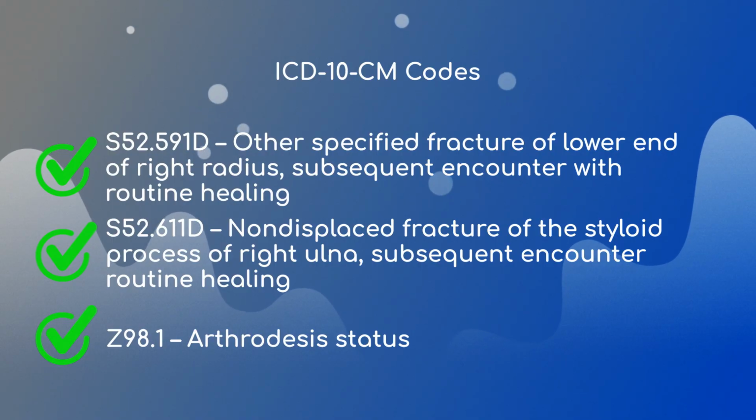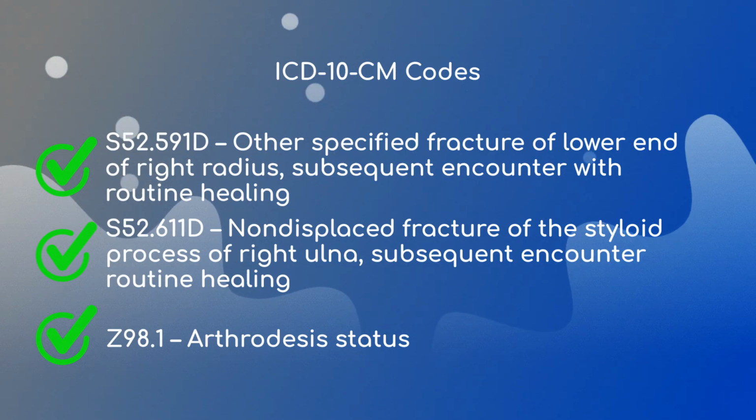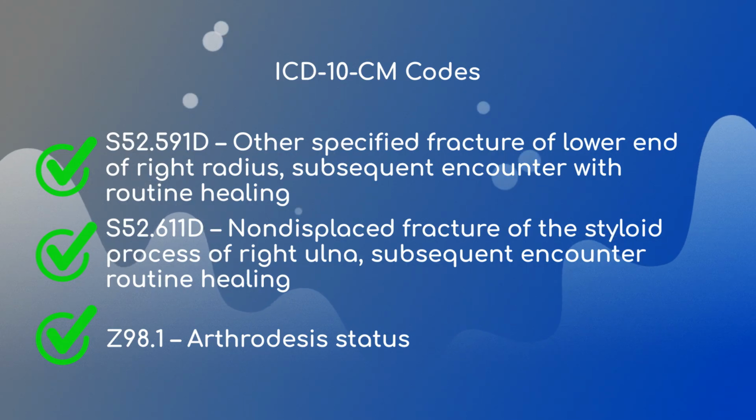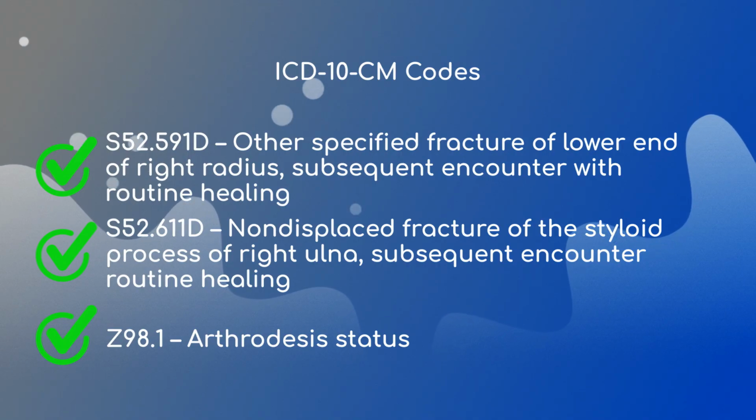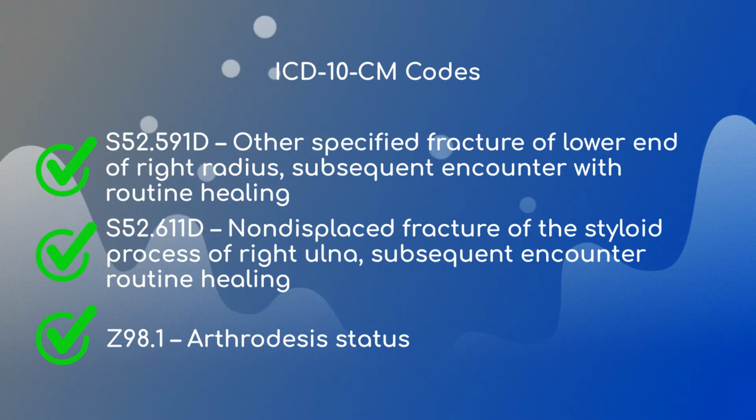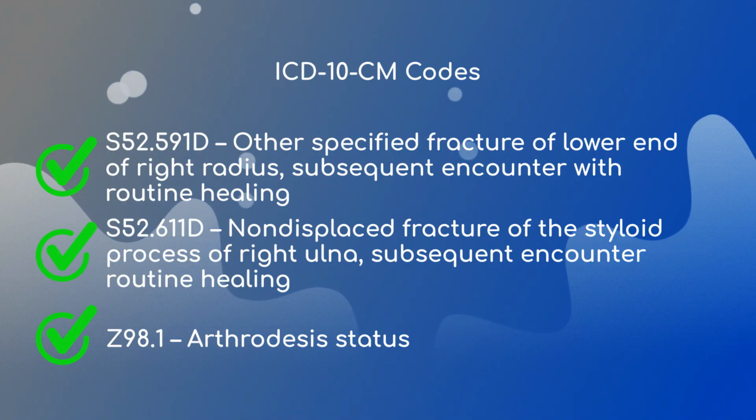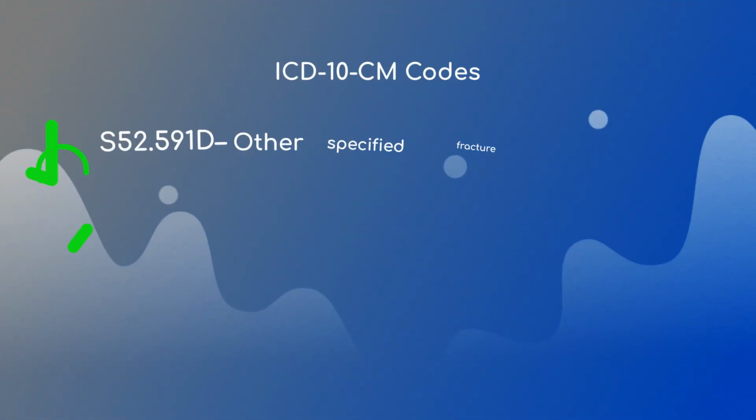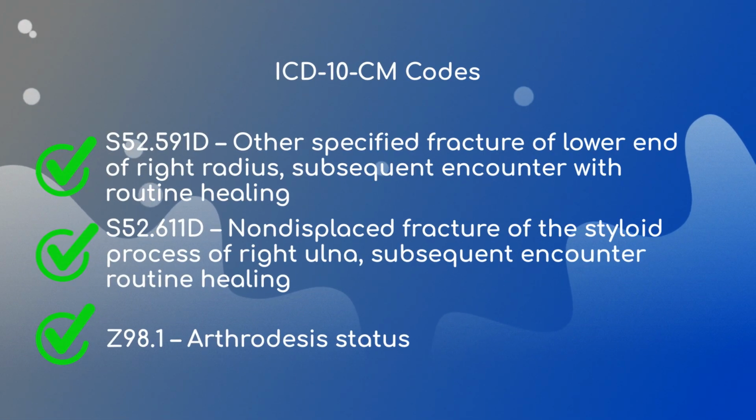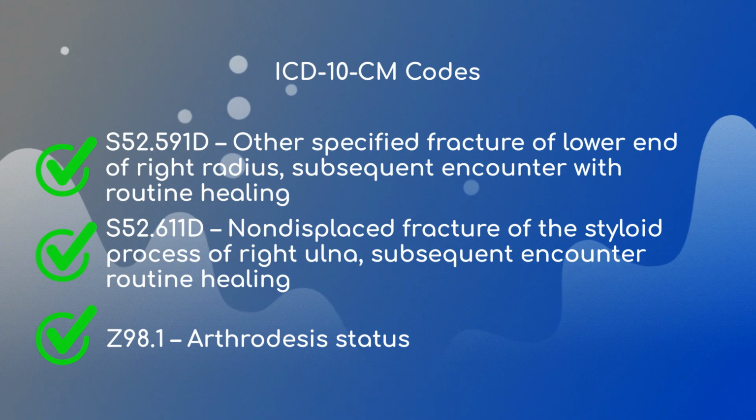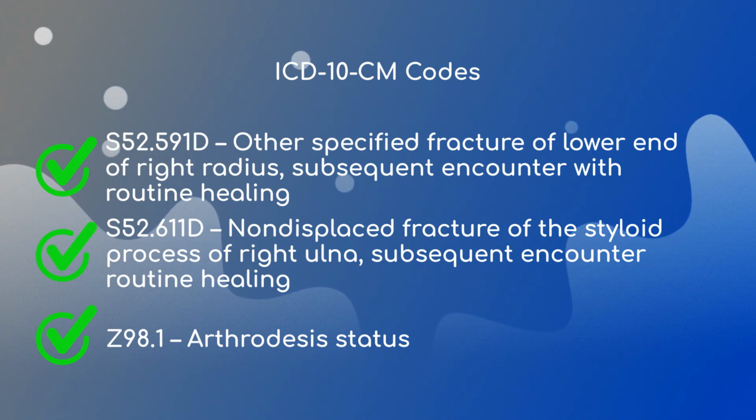S52.591D, other specified fracture of lower end of right radius, subsequent encounter for fracture with routine healing. This is the primary reason for the imaging evaluation of hardware and healing. S52.611D, non-displaced fracture of the styloid process of right ulna, subsequent encounter for fracture with routine healing, and Z98.1, arthrodesis status. The presence of surgical fusion or internal fixation is documented in the report.